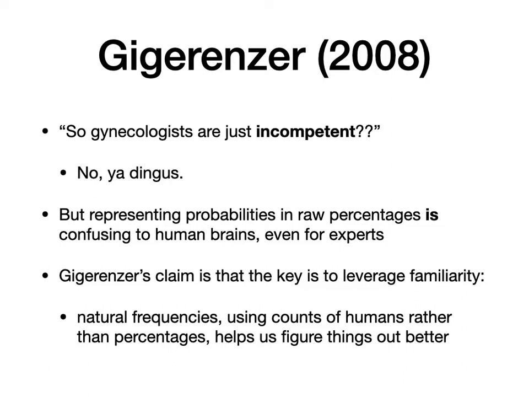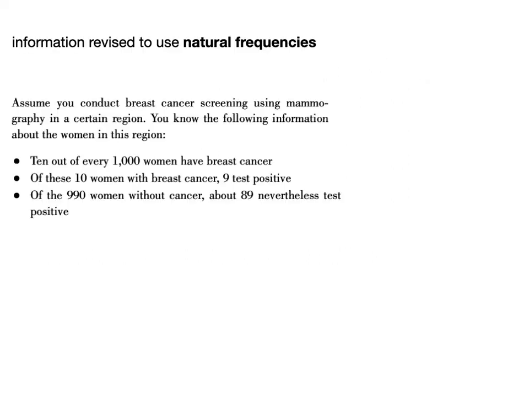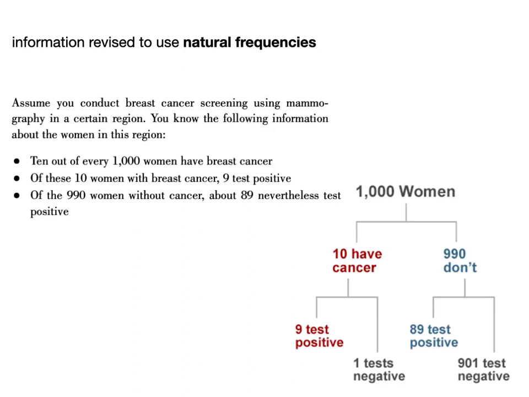So for instance, if I change the format to this: assume you conduct breast cancer screening using mammography in a certain region, you know the following information about the women in this region. 10 out of every 1,000 women have breast cancer. Of those 10 women, 9 will test positive. Of the 990 without cancer, 89 will test positive. This gives us a better comparison rate. It lines the information up better for us to say, oh, I should be comparing these, right?